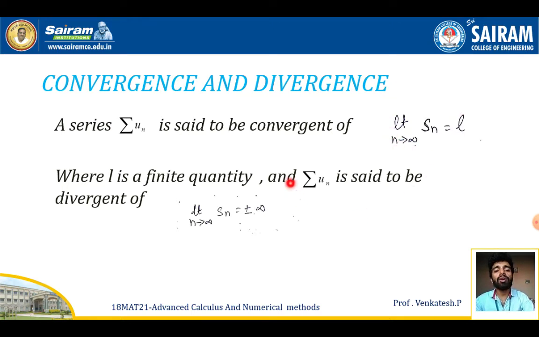Similarly, I can call the summation un divergent if the same limit as n tends to infinity of Sn is equal to plus or minus infinity. If I get that, we can call that series a divergent series. So after applying the limit, if I get a finite quantity, say L, we can call that series a convergent series. For the same series, after applying the limit, if I get plus or minus infinity, we call that kind of series a divergent series.